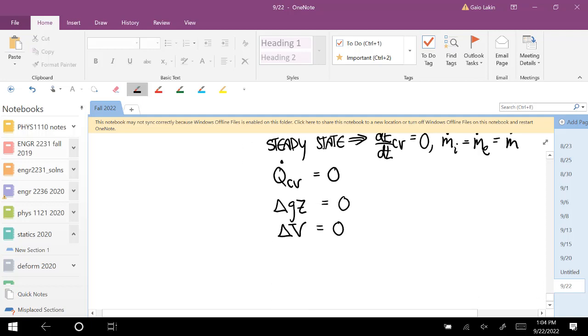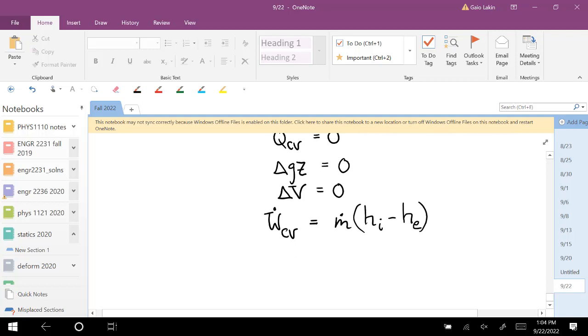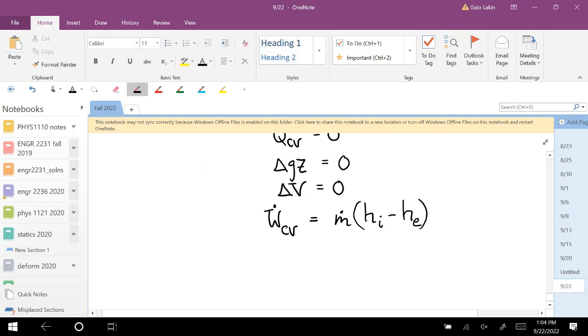And so you get a form that W dot for the control volume is equal to m dot times hi minus he. And both sides of this equation are negative.